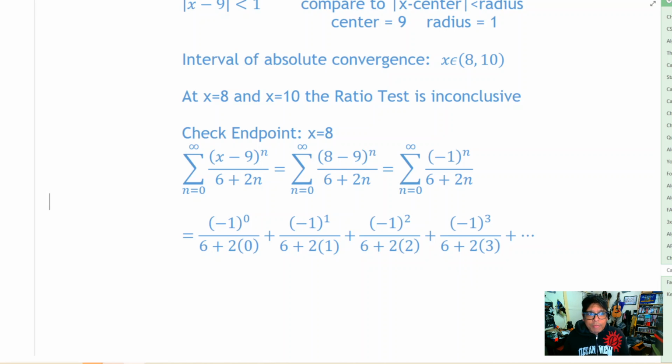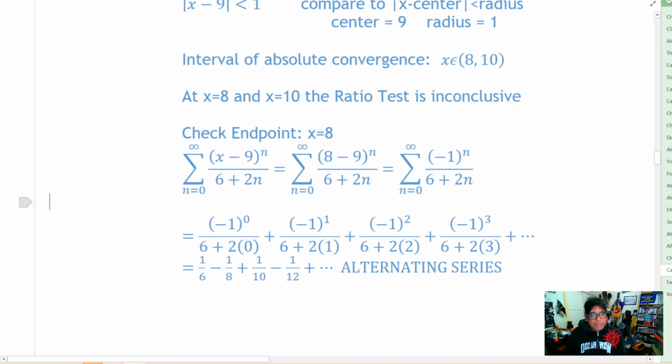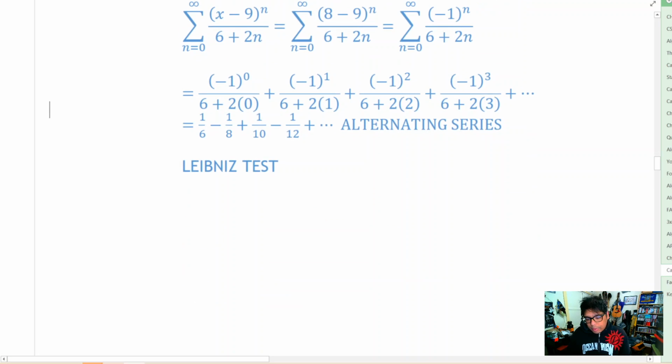And then we're going to simplify, and we see that what we've created is an alternating series. Now, the correct way to check whether an alternating series is going to converge is with the Leibniz test. In the Leibniz test, we check the limit of the absolute value of the terms.